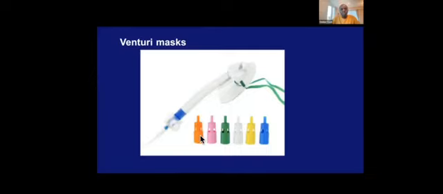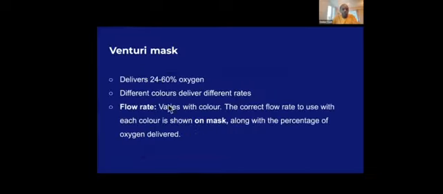How many liters per minute you need to use. So let's have a look in here. Venturi masks deliver 24 to 60% oxygen. Different colors deliver different rates, so the flow rate varies with the color. The correct flow rate to use with each color is shown on the mask, written on the mask along with the percentage of oxygen delivered.